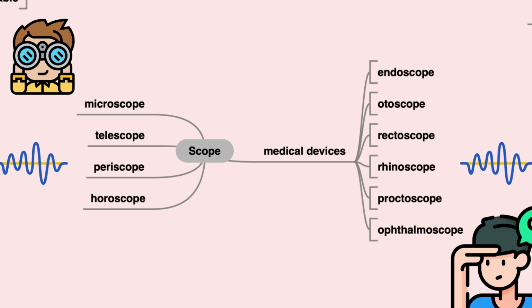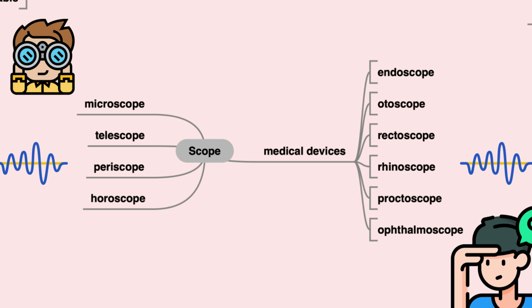Microscope combines micro, meaning small, and scope, referring to an instrument for observing small objects. Conversely, telescope combines tele, meaning distant, and scope, referring to an instrument for observing distant objects. Periscope combines peri, meaning around, and scope, referring to an instrument for observing the surroundings, like a submarine periscope. Horoscope combines hora, meaning time, and scope, meaning to observe, referring to astrological readings based on time.